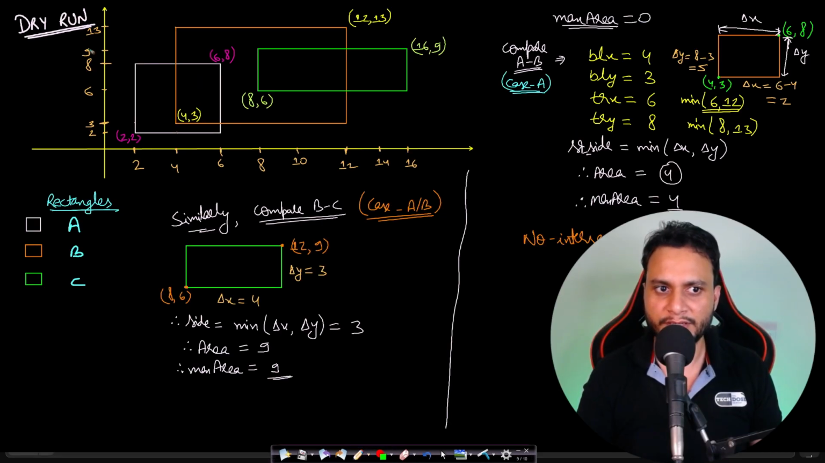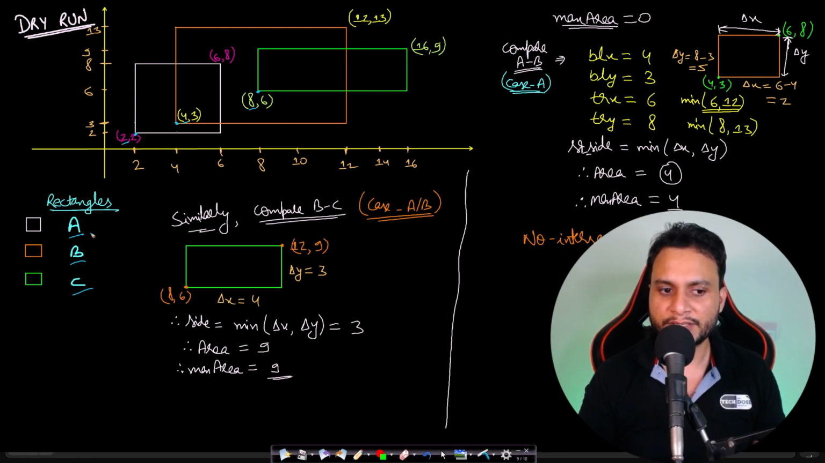So if you look at this dry run, I have sorted 3 rectangles. It may have been given in any order, but I just sorted it based on the bottom left x coordinate. In this case the bottom left x coordinates were 2, 4 and 8. Once you have sorted, you have 3 rectangles A, B, C. I have just given the legend here.